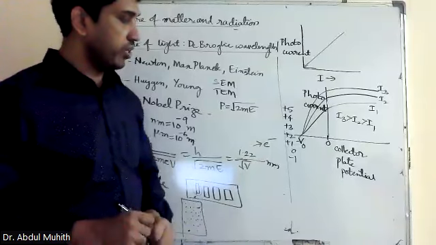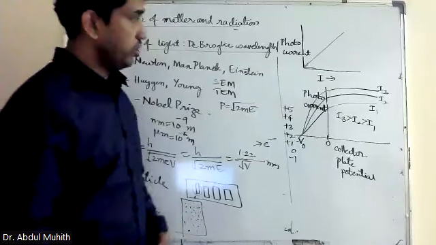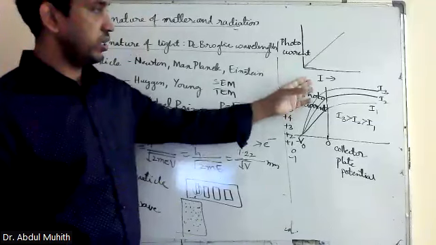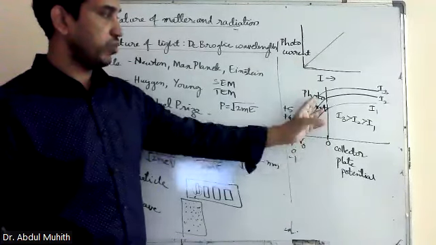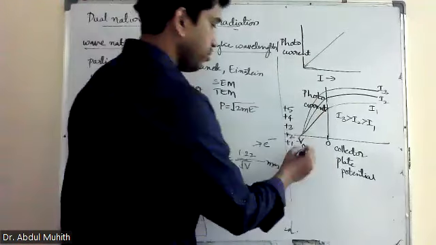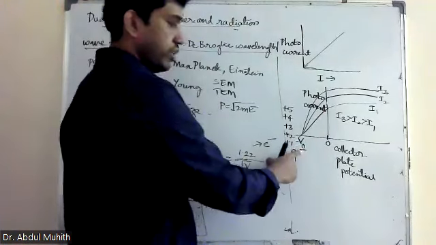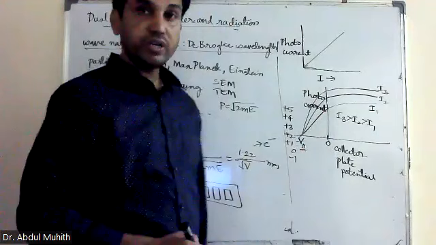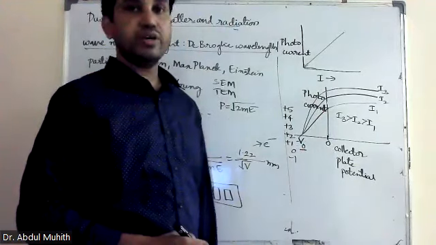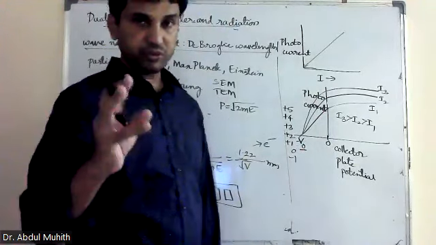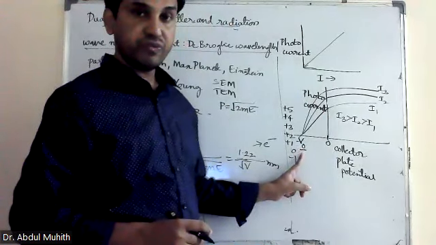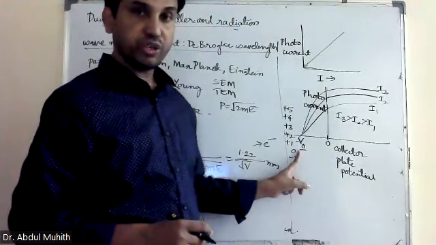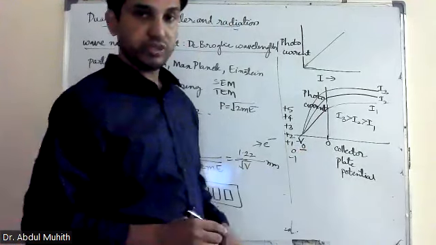Okay, third graph. What does the third graph say? The first graph is photocurrent versus intensity of light. The second one is collector plate potential versus photocurrent. And for this potential, there are 3 names. What are they? Stopping potential or retarding potential or cutoff potential. Once again, stopping potential or cutoff potential or retarding potential. Okay.